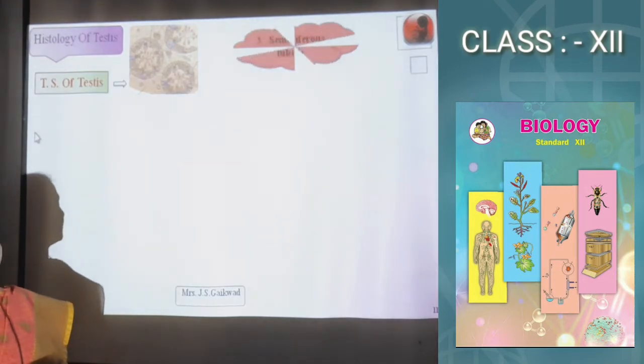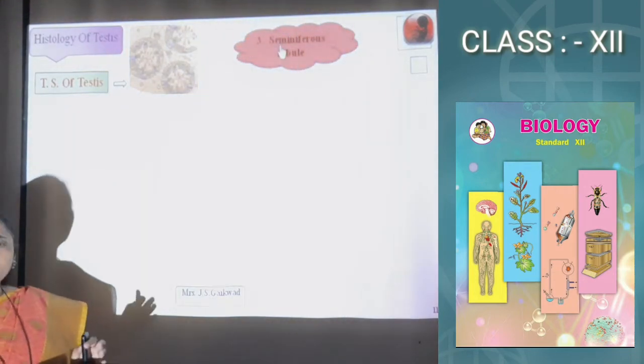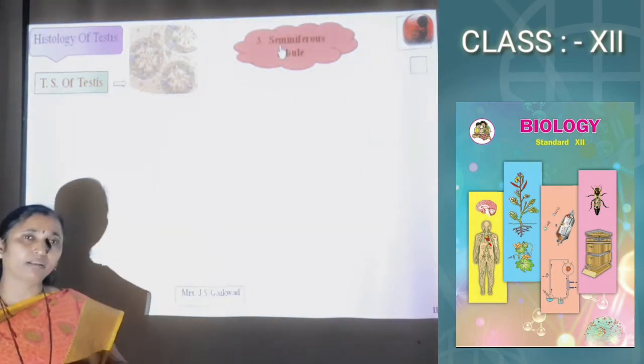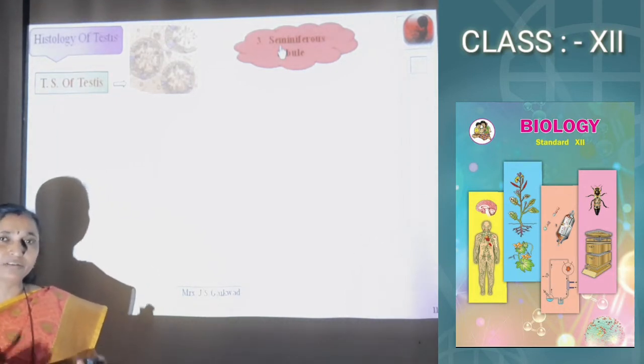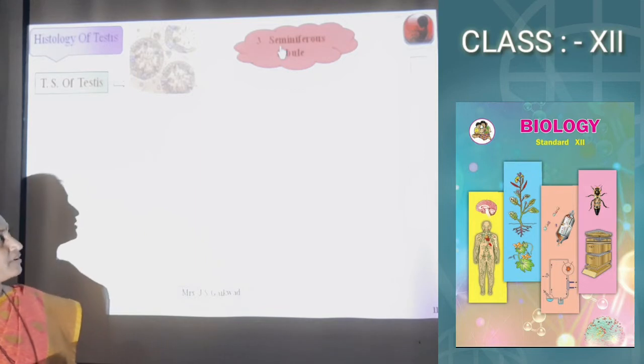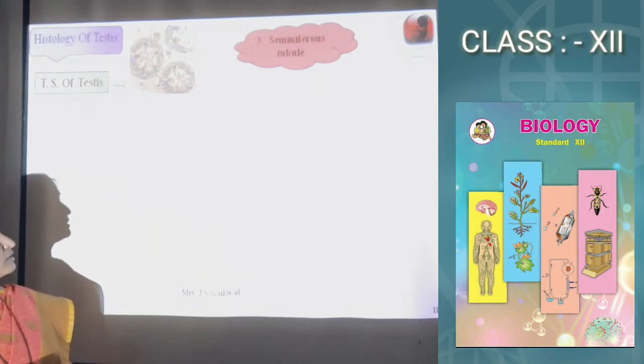Now come to the point, seminiferous tubules. The third point we must know. We know about all the outer things, the external coverings and the interstitial space, but the third point is the structural and functional unit of the testis, that is the seminiferous tubules. Now here is the diagrammatic section of the seminiferous tubule.